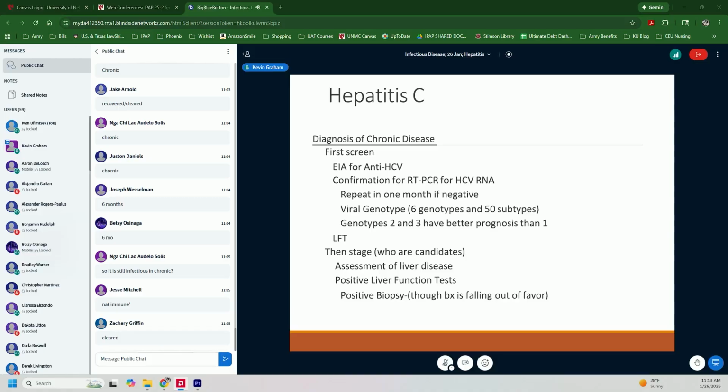All right, screening. We can do an EIA for hepatitis C, and we can confirm it with a PCR. LFTs won't tell us that it's hepatitis C causing the problem, but they can give us a sign of the liver function based on the AST and the ALT, the bilirubin levels, etc. Some people even need to go as far as, if they have a cirrhotic liver, to get a biopsy to see if we can stage what's going on or see if anything else is going on.